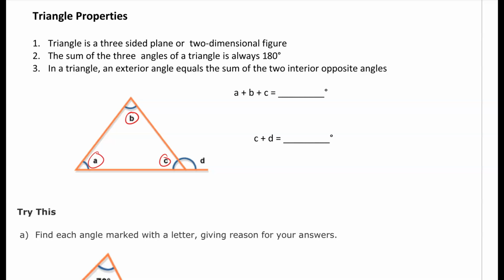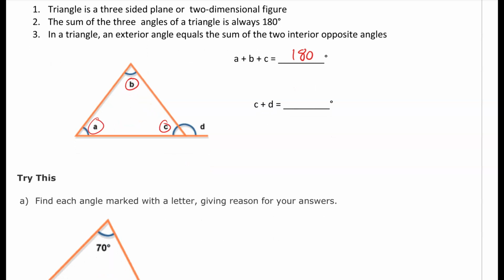In a triangle, the exterior angle equals the sum of the two interior opposite angles. So if we're looking at A plus B plus C, it is going to add up to 180 degrees always. If your triangle does not add up to 180 degrees for the angles inside the triangle, then something is wrong with your triangles. They should always add up to 180 degrees.